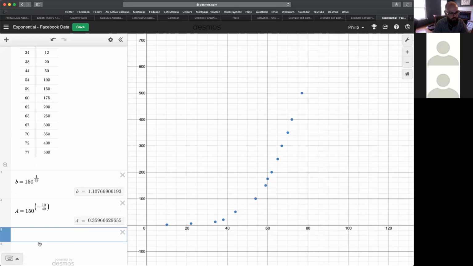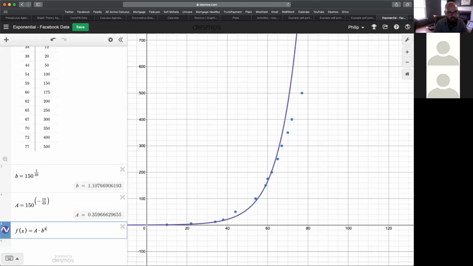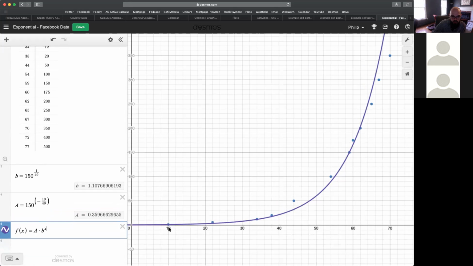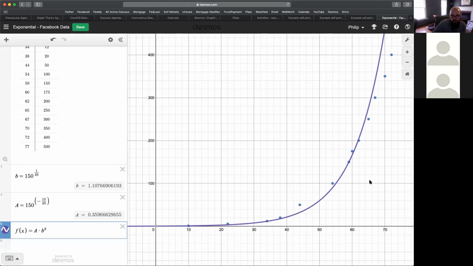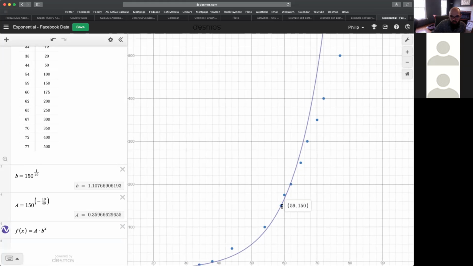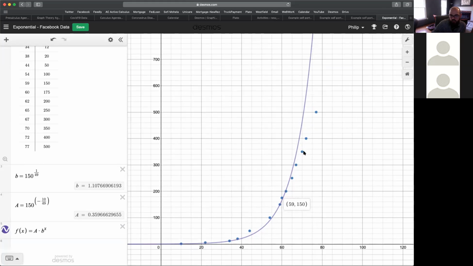And now if we look at our function, f of x equals A times B to the x, we get this exponential model. So if we check, the data point that Nick chose was this 10, 1. If I zoom in, we can see that yes, it does go through that data point. And then, Carrie, you chose 59, 150, so it does, in fact, go through that data point too. It seems like a reasonable model, except these are a little bit off at the end, so it's not a perfect model.